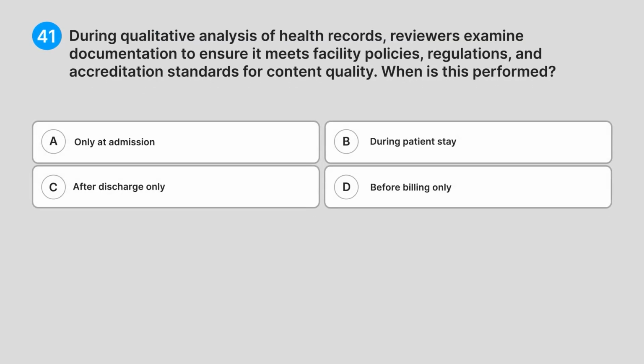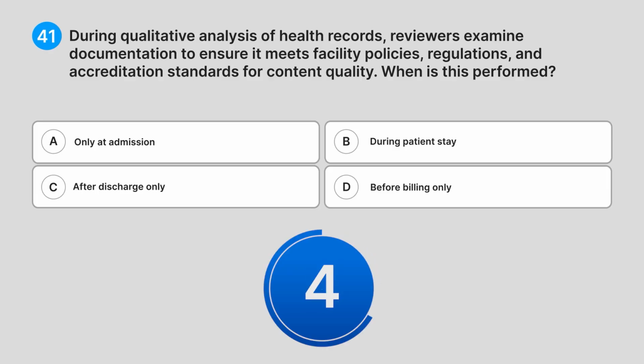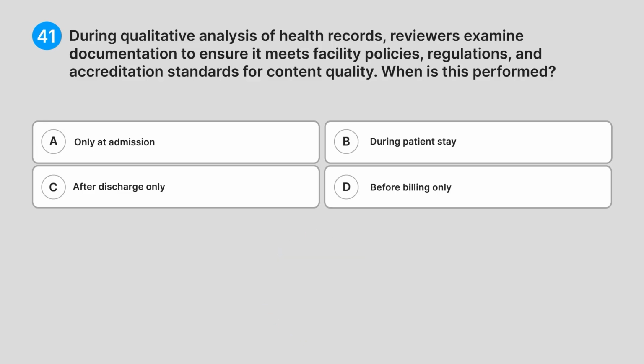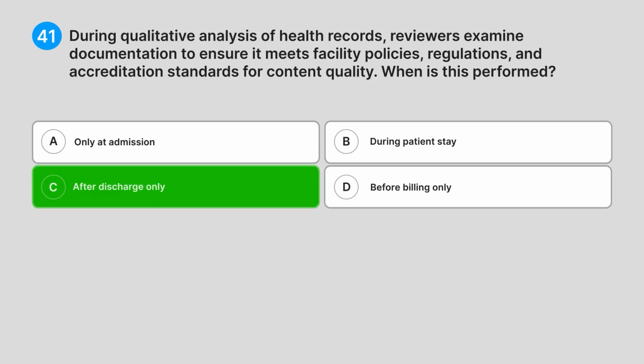41. During qualitative analysis of health records, reviewers examine documentation to ensure it meets facility policies, regulations, and accreditation standards for content quality. When is this performed? A. Only at admission. B. During patient stay. C. After discharge only. D. Before billing only. Can you guess the answer? Correct answer, C. After discharge only.